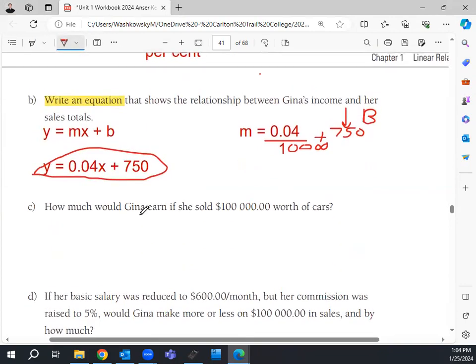So question C is asking, well, okay, what if she sold $100,000? She had a really big month, 100 grand. In reality, that's like 2 cars nowadays, but how could I figure that out? Oh, you mean 100,000? So how come you're saying it's the X and not the Y?